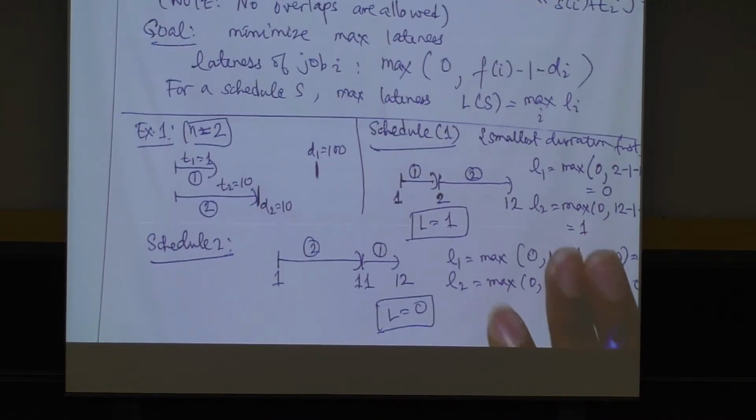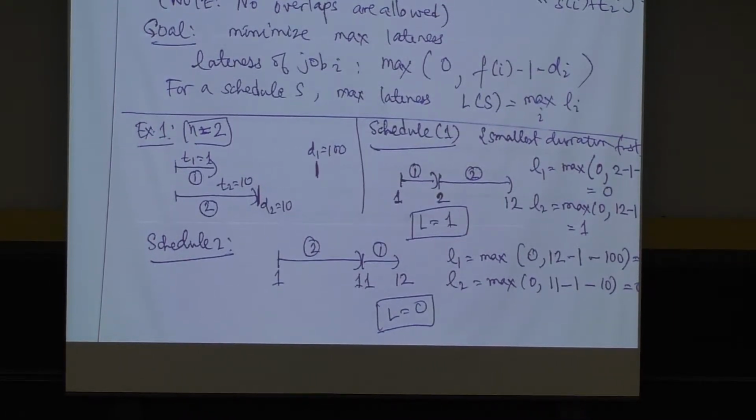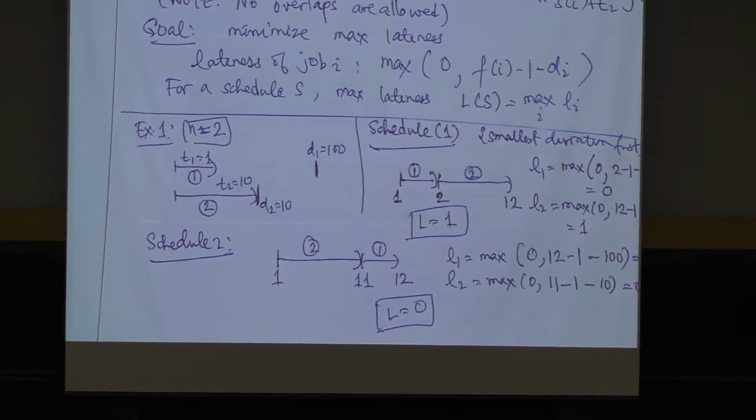And so you have a lateness of 0, so the second schedule is better. In fact, if you just think about the definition, each of the lateness values is greater than or equal to 0, right? So the max lateness is always greater than or equal to 0. So if you ever get a schedule where the max lateness is 0, that automatically implies that it's an optimal schedule, because you cannot have anything smaller.